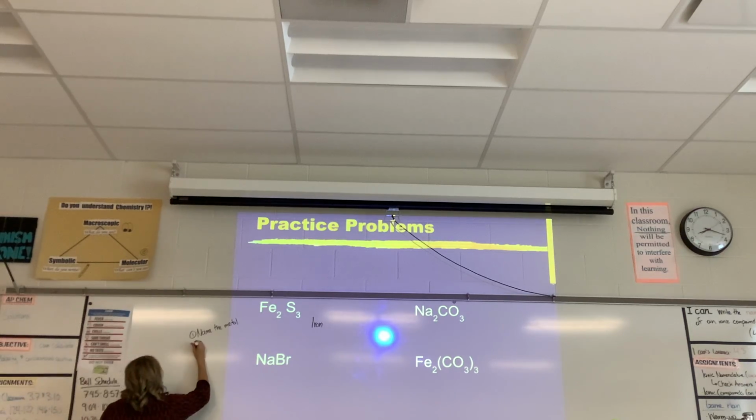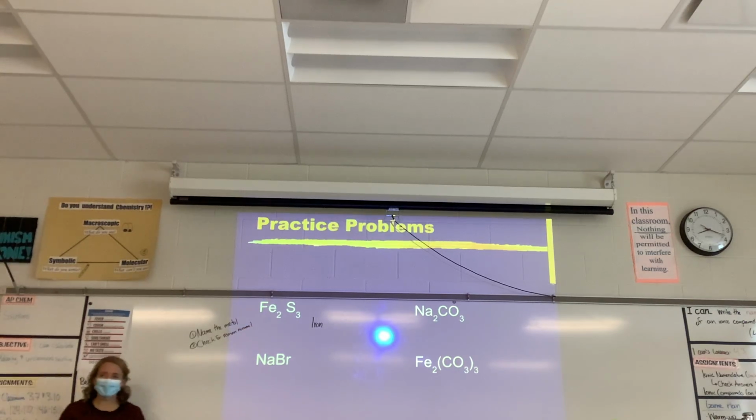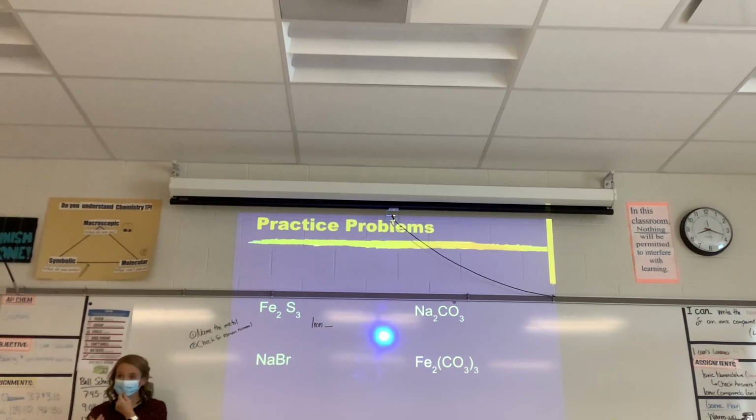Step 2, check for Roman numeral, because sometimes you will need them. I need it for iron? You kind of just did it, so yes, it is needed. The way you know is by looking at where it's at on the periodic table.